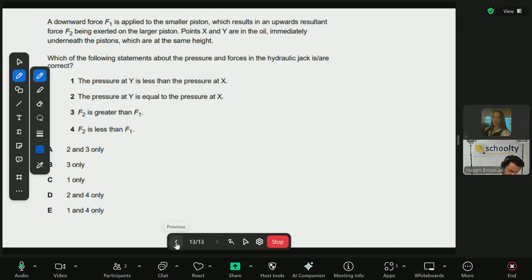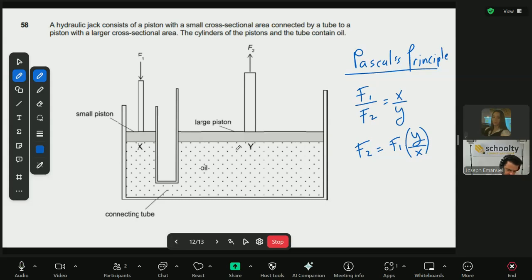So X and Y are points, not the links of the piston. Let me see here. Okay, so let's call this area A and this area B. So it will be A, B, B, A. Okay, so on this point, X is a point of pressure and Y is a point of pressure.